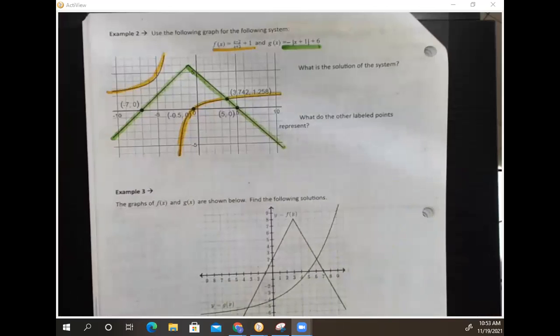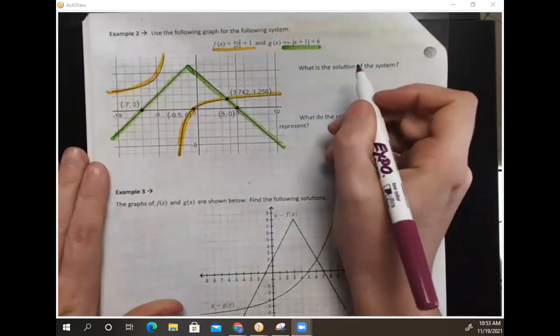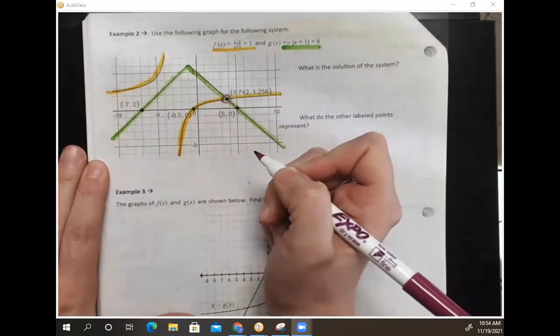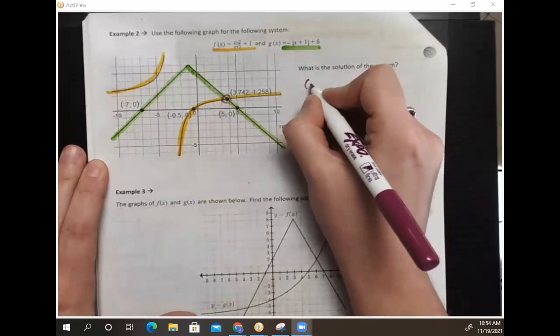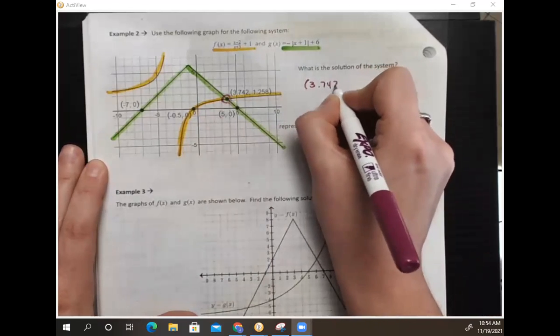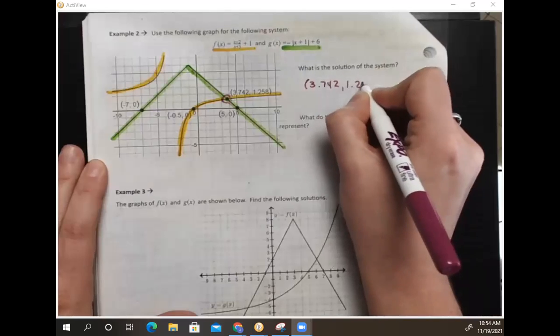Where they intersect, right? It's exactly the same thing. The graphs are goofy, but the idea is exactly the same. So the solution to this system is that point of intersection, okay? The solution to this system is 3.742, 1.258.